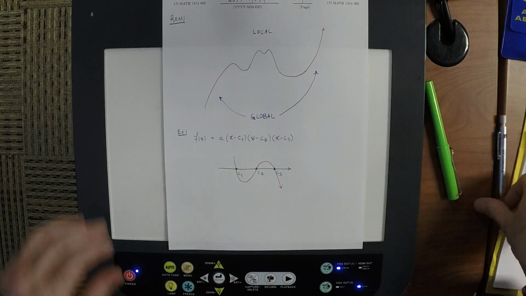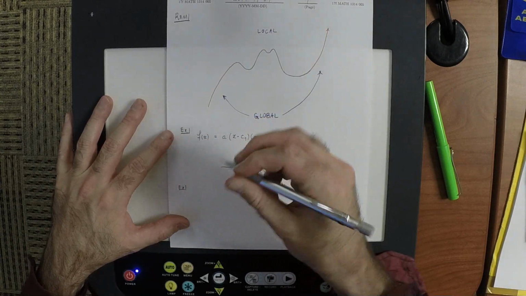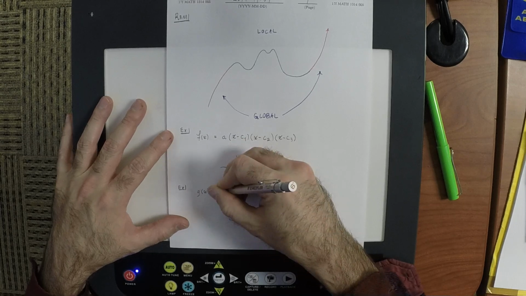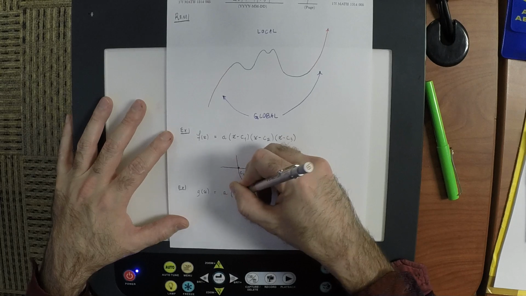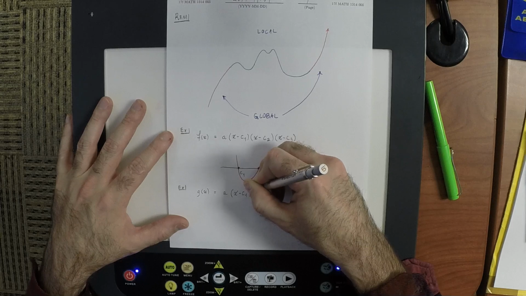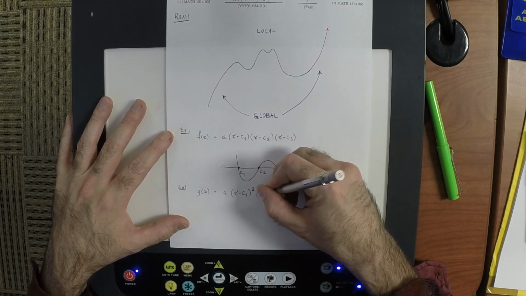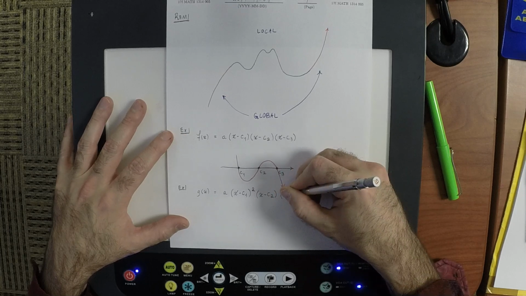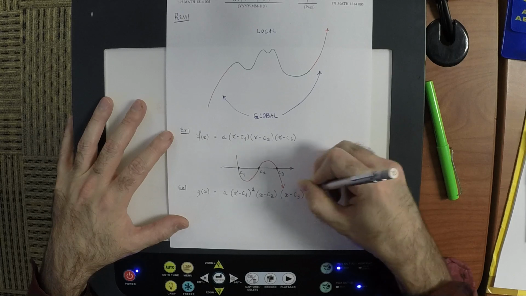Now let's compare that to this polynomial. g of x is a multiplied by (x minus c1) squared, say, then we'll leave this one (x minus c2) like that, and then how about (x minus c3) cubed?